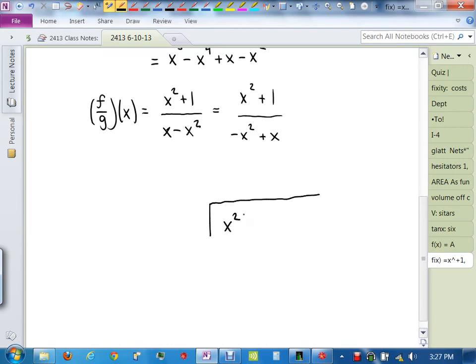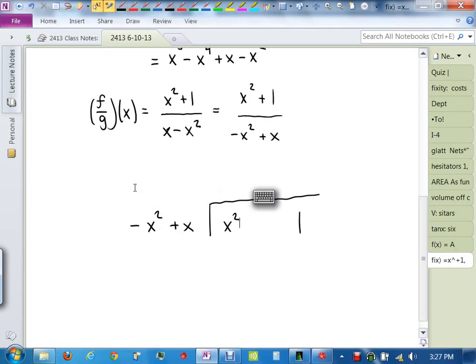x squared, 1. Now, I left a gap in here. Why did I leave a gap? I don't have an x, right? So I just left a gap for any x terms. So that's x squared plus 1. I'm dividing that by what? Negative x squared plus x.